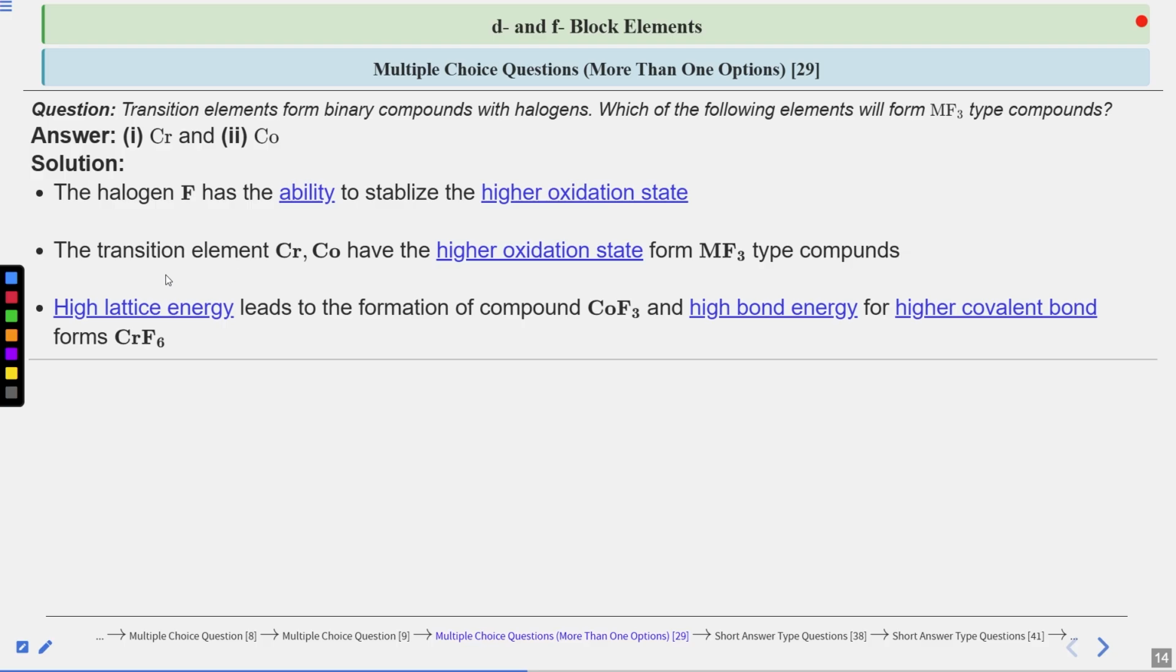Through that, the chromium fluoride forms, and due to the high lattice energy, it will lead to the formation of cobalt fluoride. So the elements that are going to form the MF3 type of compounds, where F is fluorine and M is the transition element, are going to be chromium and cobalt. So these two are our correct answer. Let's move to our next question.